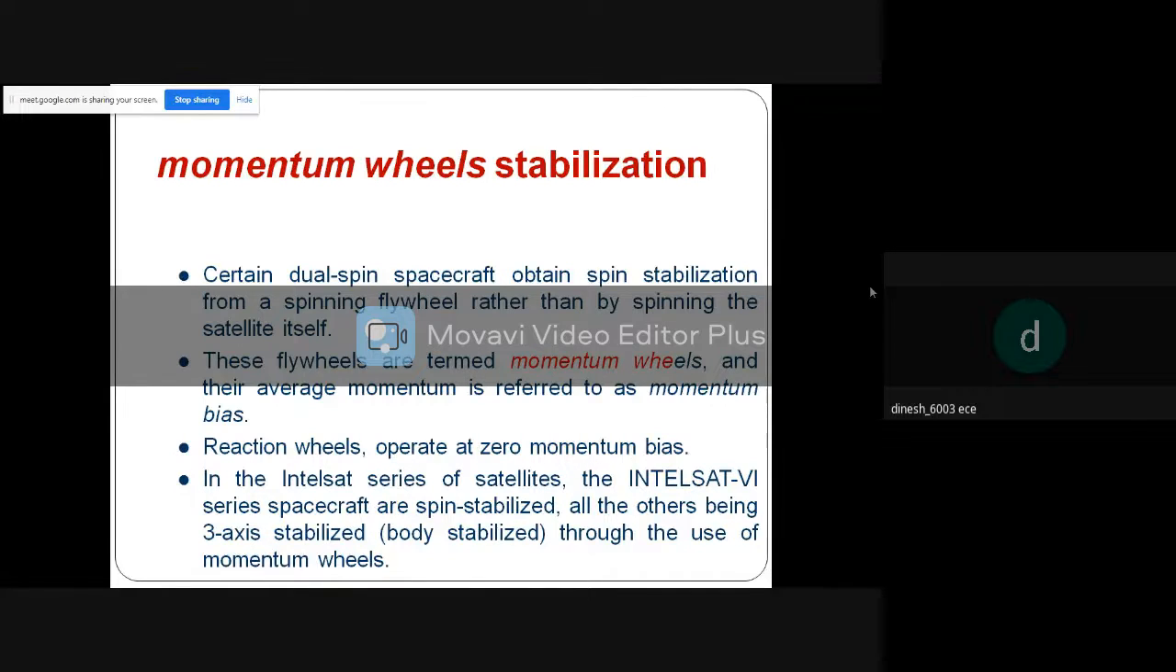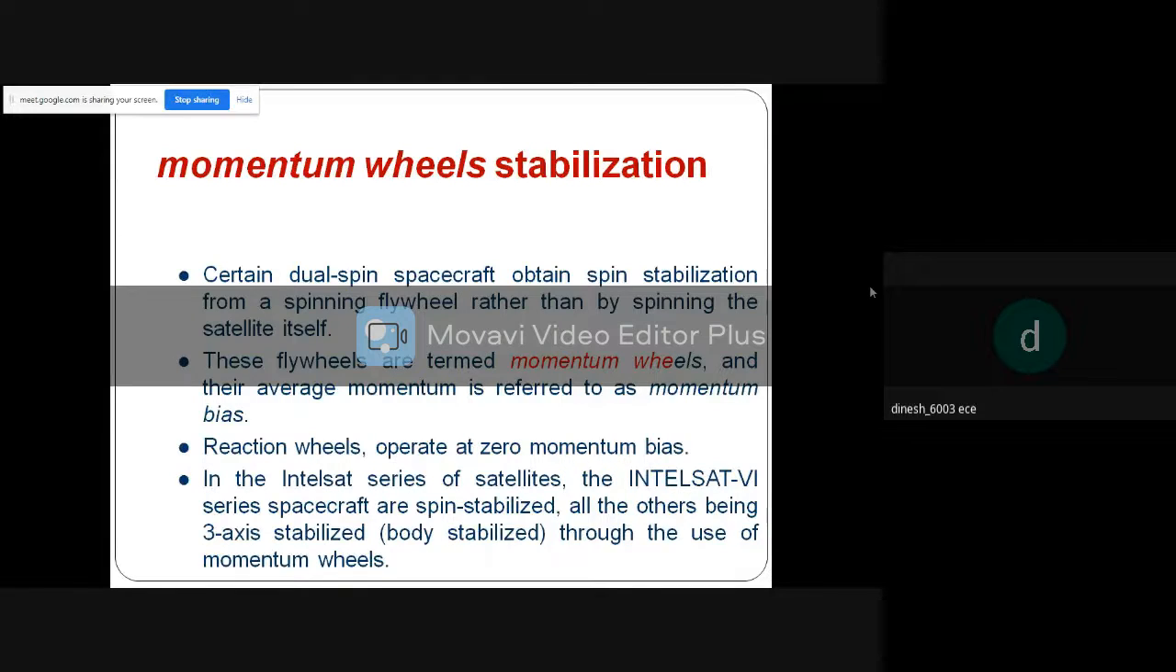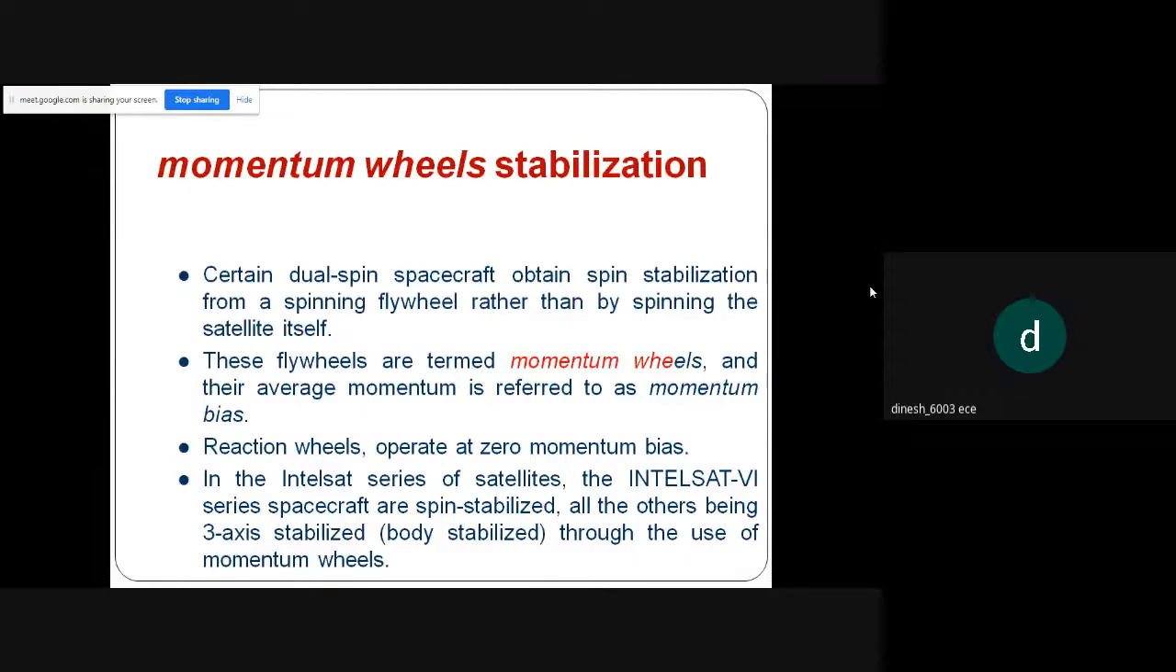and the system was introduced in the Intelsat series of satellites. Intelsat 6 series spacecraft are spin stabilized, all the others being 3-axis stabilized through the use of momentum wheels. So momentum wheel stabilization can be used in lieu of spin stabilization techniques, which use flywheels or reaction wheels for creating momentum.